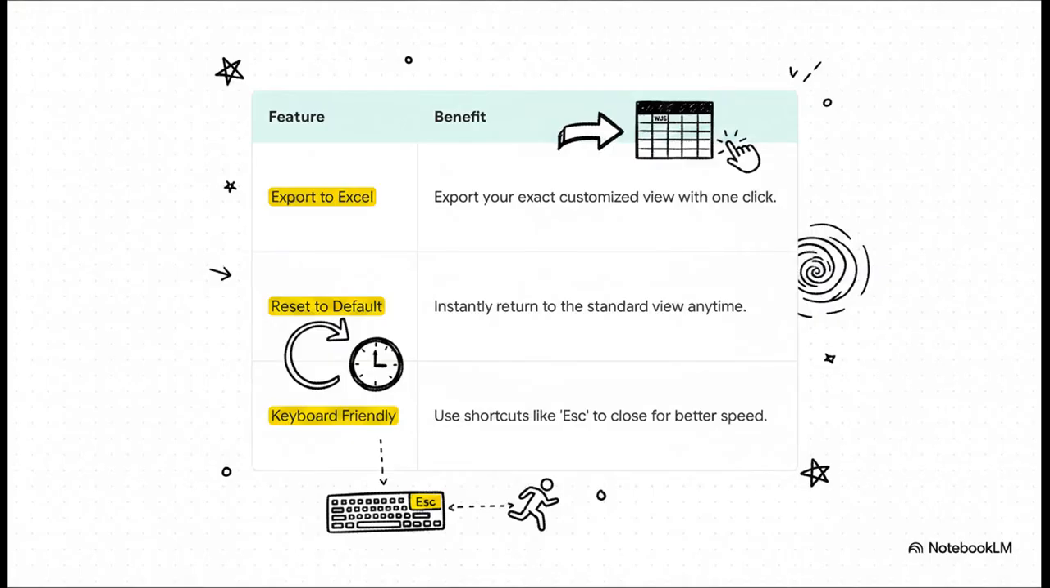And there's even more power with zero hassle. Once you've set up that perfect view, one click, and you can export exactly what you see straight to Excel. Get a little carried away with your changes? Just hit Reset to Default, and you're back to the standard view. And for all you keyboard ninjas out there, it's super friendly. Use shortcuts like Escape to close things out and work even faster.